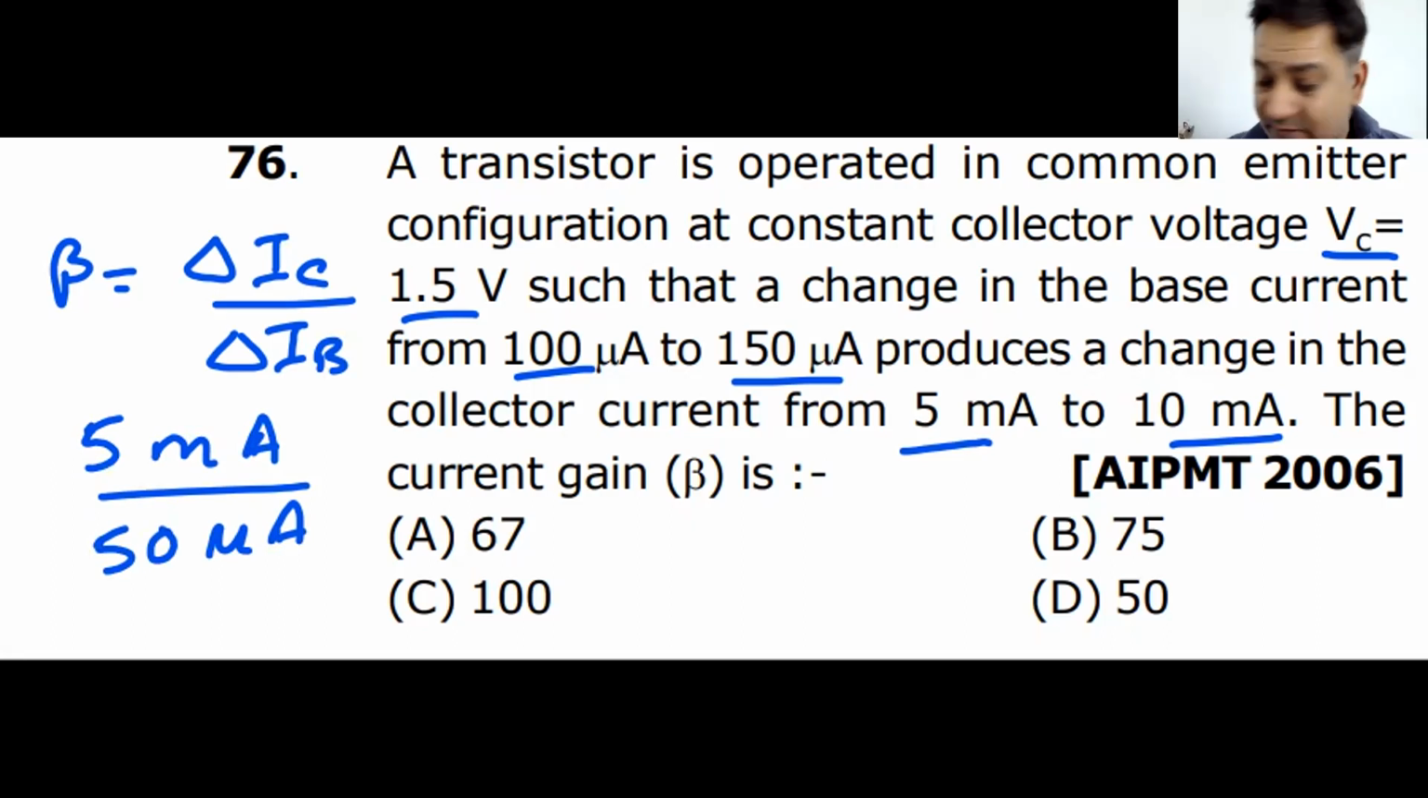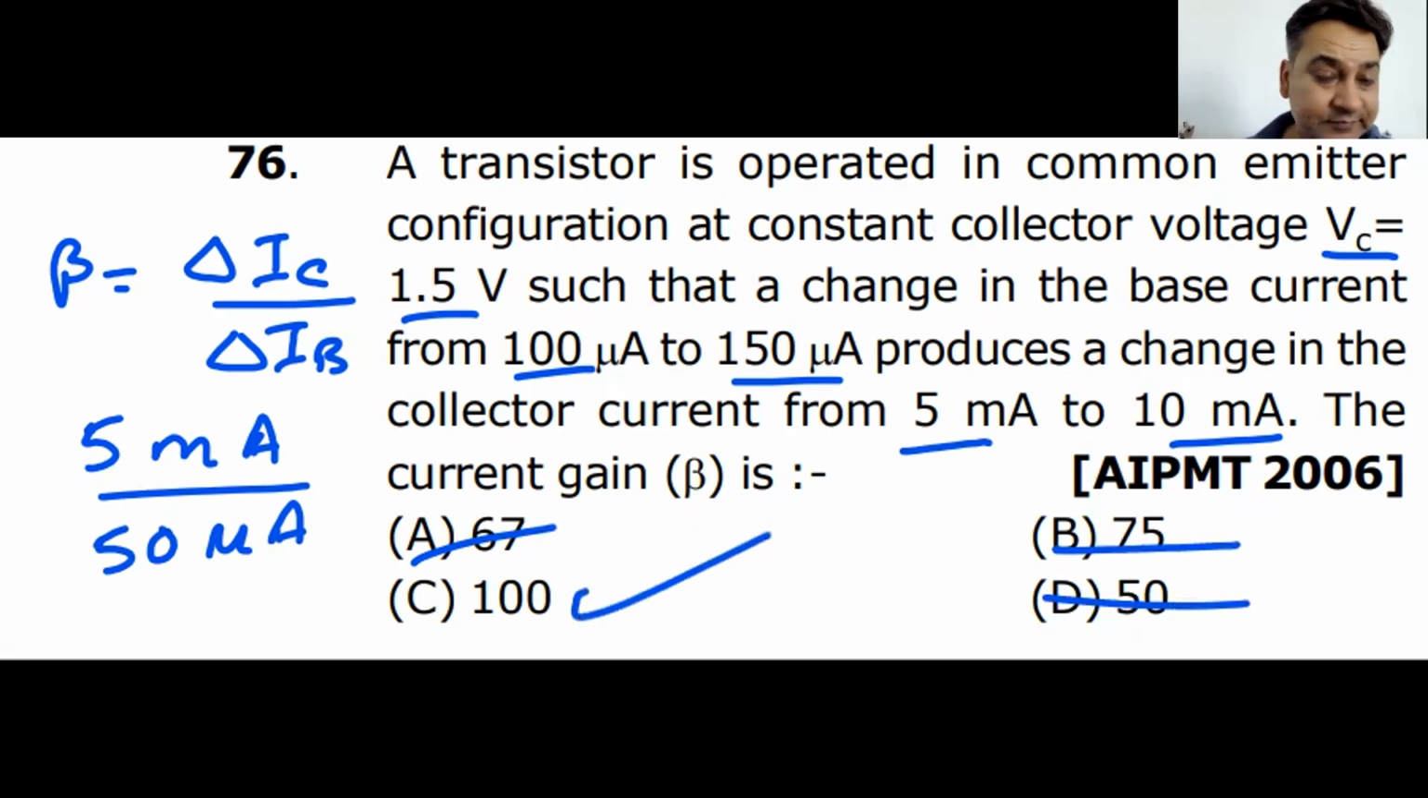What is the answer that is coming? Don't even multiply, divide. 67 is not going to come. 75 is not going to come. 50 is not going to come. The only option is 100. You don't have to even convert. You use your brain. Do we understand this? Yes, sir.